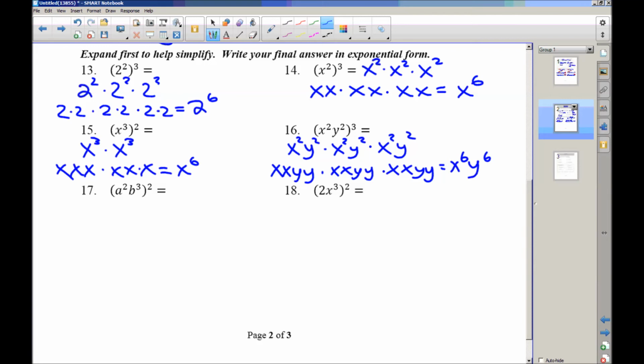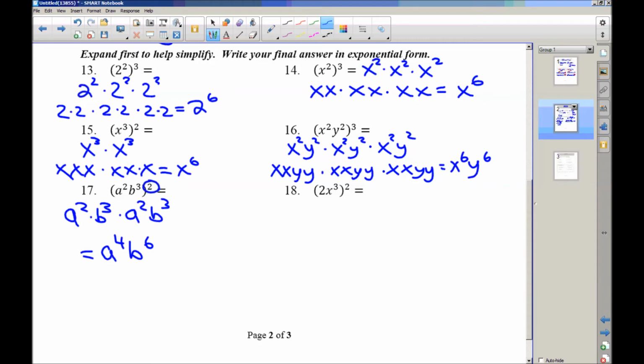All right, 17, we have a squared b cubed times itself 2 times, because the exponent is 2 here. So a squared b cubed. Put them together, that's a to the 4th, b to the 6th. So we could shortcut it and use our power rule here if we felt like it. Our product rule from above, I'm sorry. So that's 2 plus 2 for 4 and 3 plus 3 for 6.